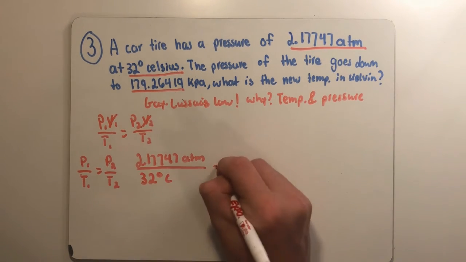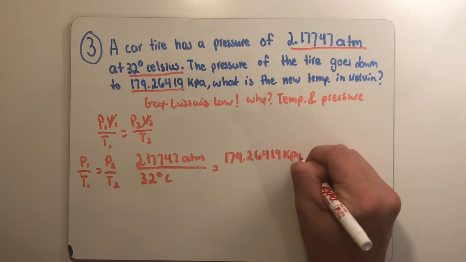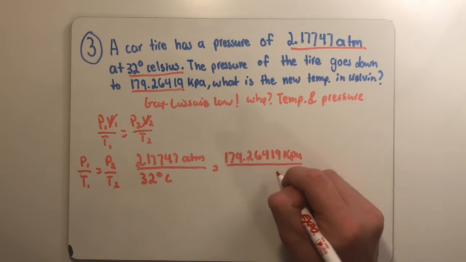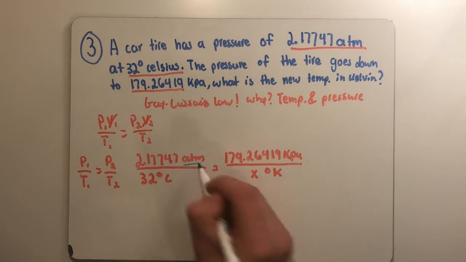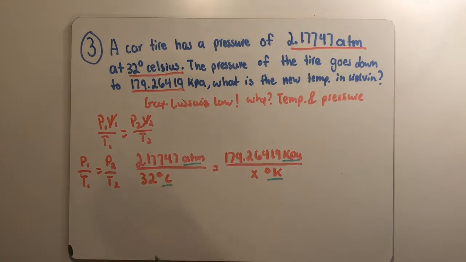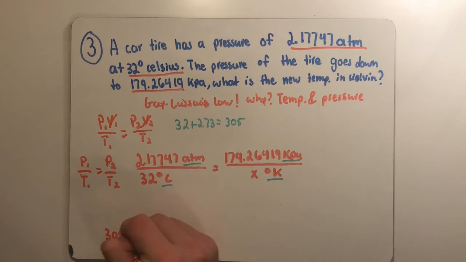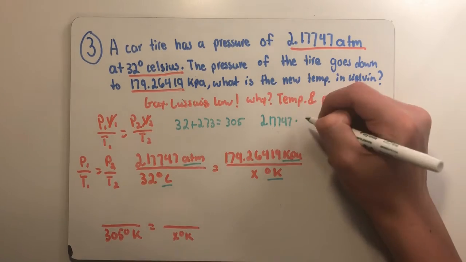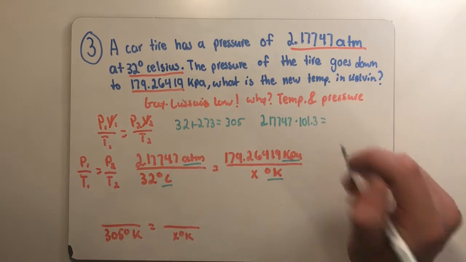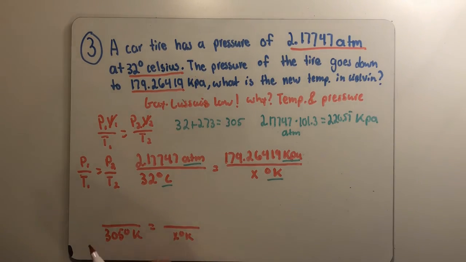Setting up my equation, I see that I have two different sets of units. I need to convert everything to the same units. So I'm going to convert everything to Kelvin and kilopascals. I need to convert 32 degrees Celsius to Kelvin by adding 32 plus 273, which gets me 305 degrees Kelvin. Next, I need to multiply 2.17747 atm times 101.3 to get me 220.57 kilopascals.